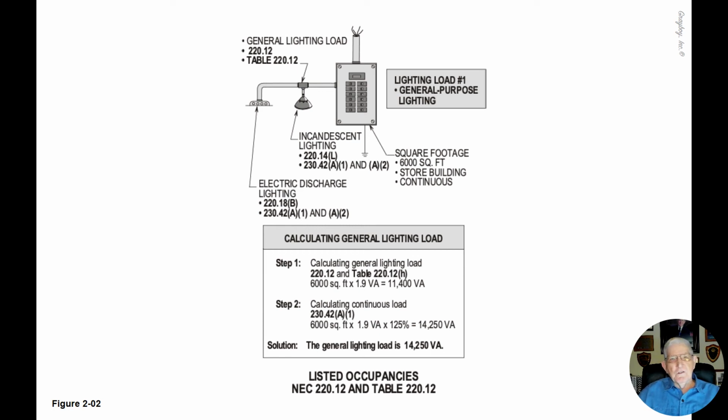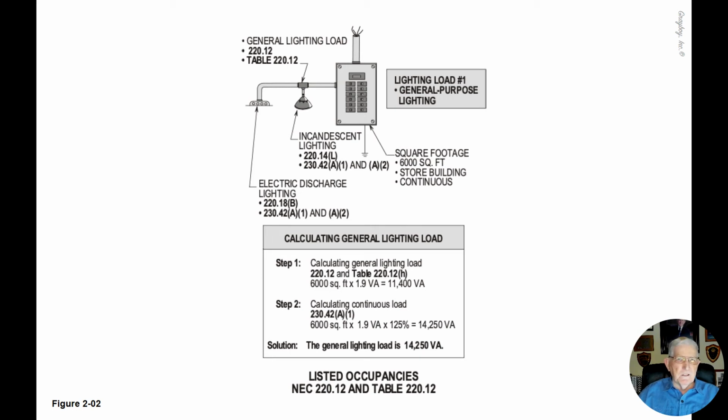Now this illustration deals with listed occupancies. Now table 220.12 lists these listed type occupancies. And notice that the VA rating in this table, all those VA ratings have been reduced, such as the illustration shown. Here we have a store building, and the square footage area is 6,000 square foot.